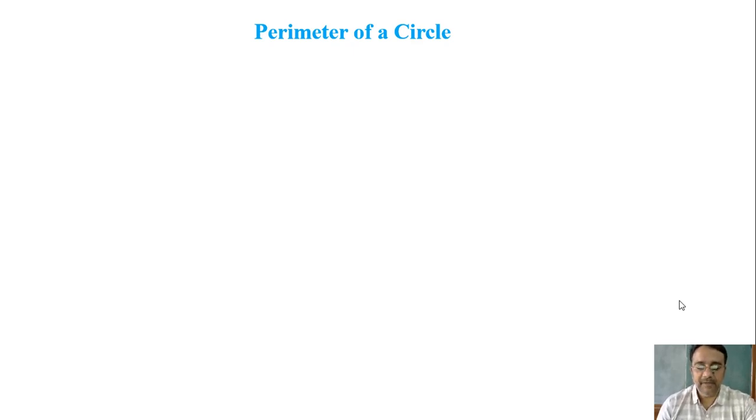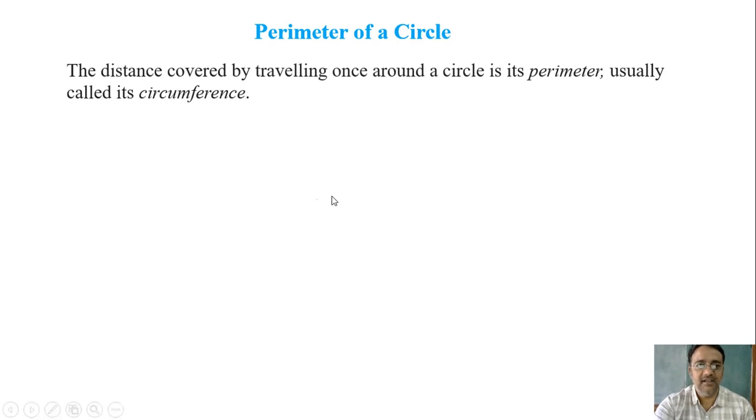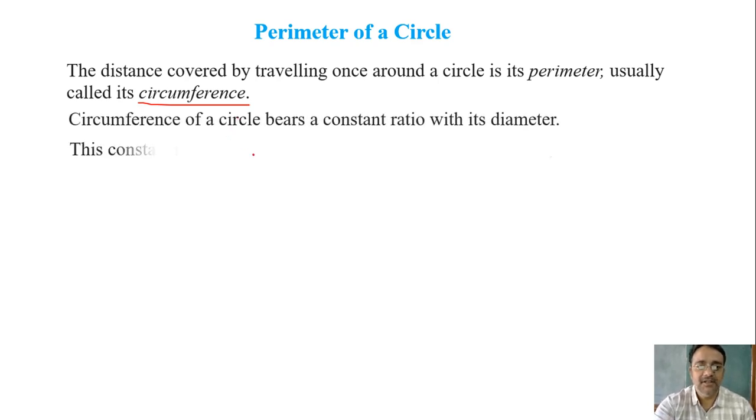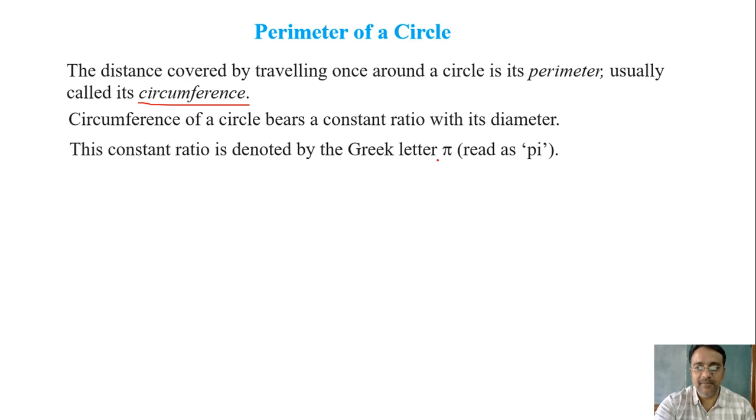So let us start with the perimeter of a circle. The distance covered by traveling once around a circle is the perimeter. Usually it is called circumference. The circumference of a circle bears a constant ratio with its diameter, and this constant ratio is denoted by the Greek letter pi. So circumference to the diameter, the ratio is pi, and what is circumference? 2 pi r, right? And diameter 2r.